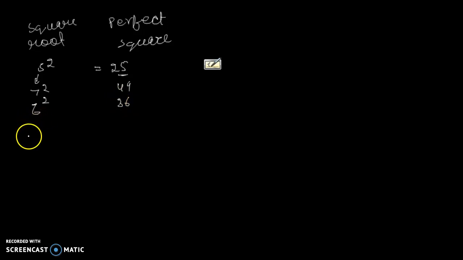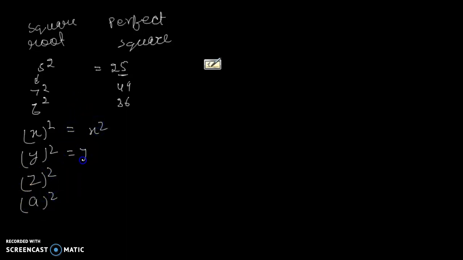So in the form of variables, if I write here x raised to the power 2, y raised to the power 2, z raised to the power 2, a raised to the power 2, stand for what? I write here x square, y square, z square and a square. So what we can say from here? From here we can say this is our square root column.